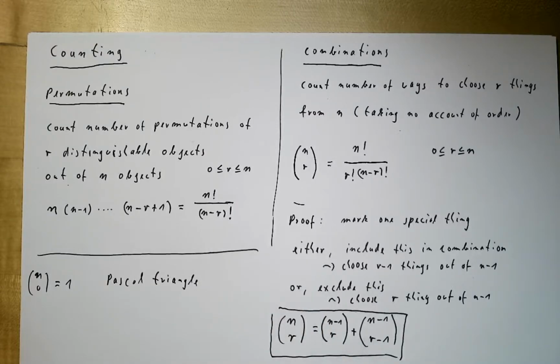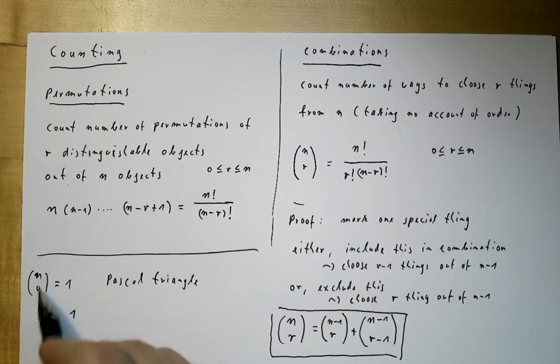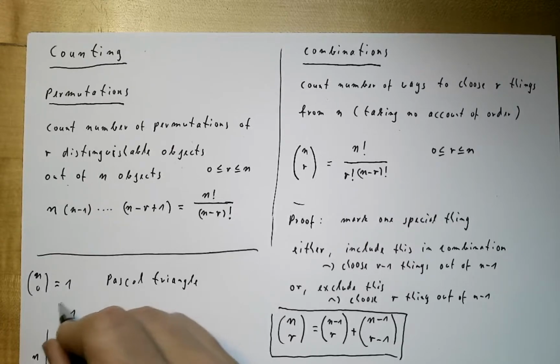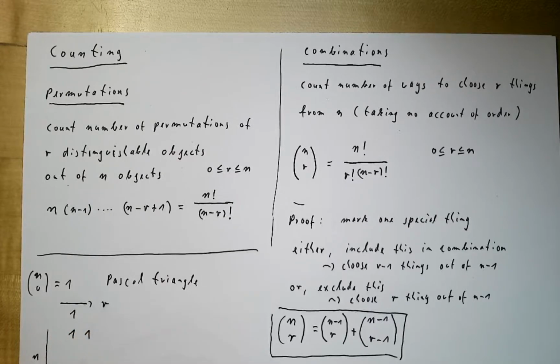When you use this recurrence relation, you start with n over 0, that's 1, and now we make here a list of all possibilities of n over r, and here we go down with n. So this was n equals 0. Now we have n equals 1, then either r is 0 or r is 1. So in this direction we have r.